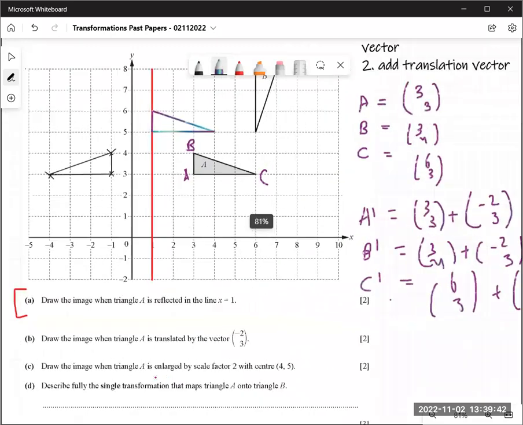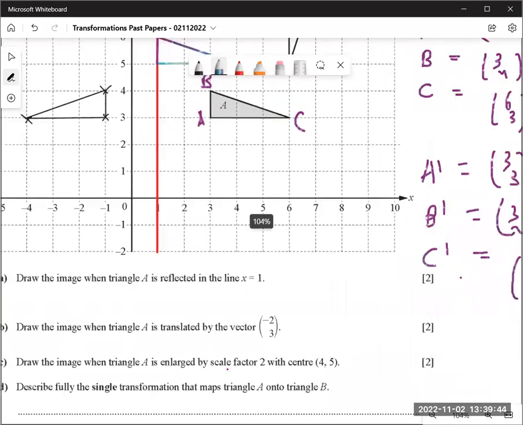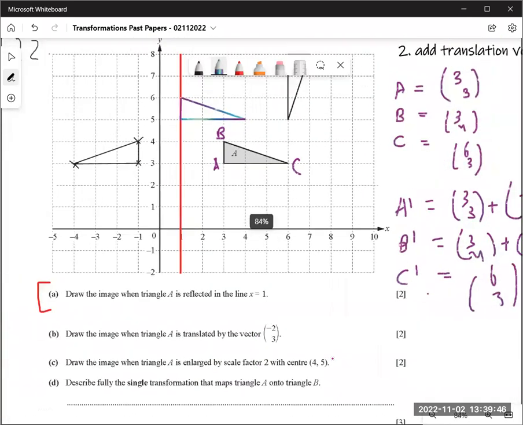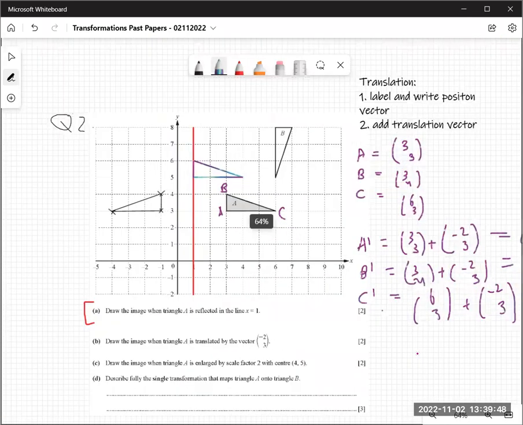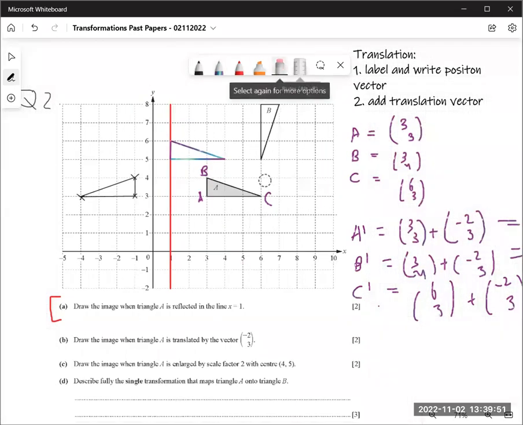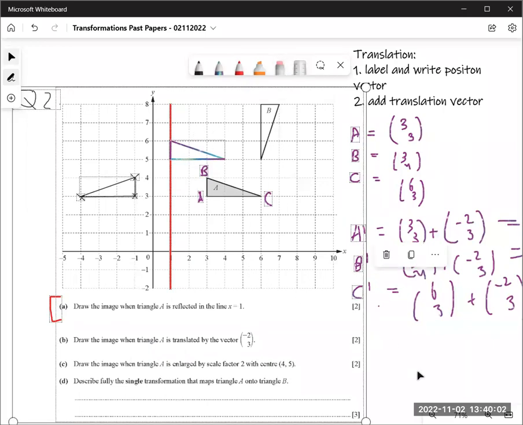Before we do center of rotation, let's do enlargement. How do we do enlargement? Can someone tell me? First, we label the shape ABC. Then you find the center of enlargement. Just a second, we'll take it below.